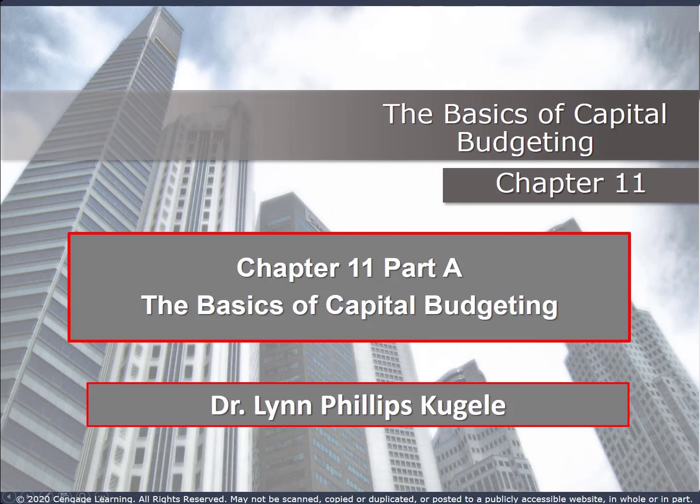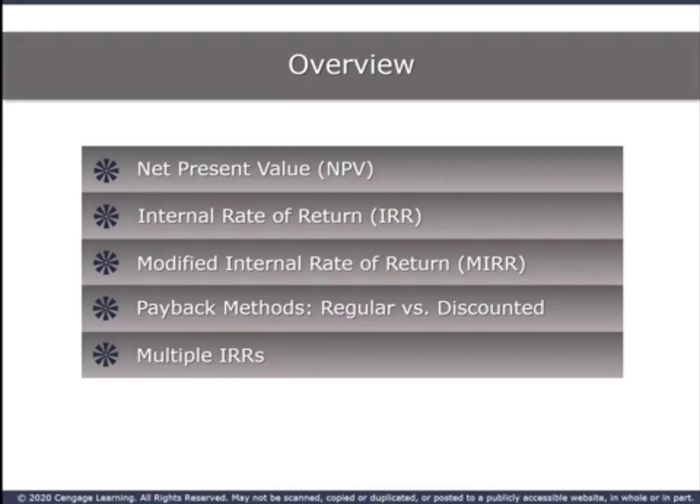Chapter 11 is about the mechanics of capital budgeting, the metrics we use to evaluate potential investment projects. In the full chapter, we'll cover 5 methodologies: net present value, internal rate of return, modified internal rate of return, payback, and discounted payback. While one method, NPV, dominates, all 5 provide information about the viability of potential investments. In this first part, we focus on the 2 primary metrics used, NPV and IRR.